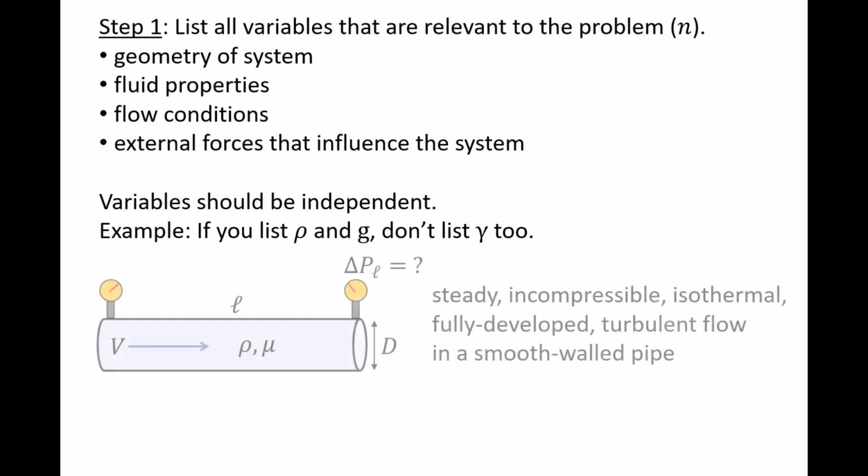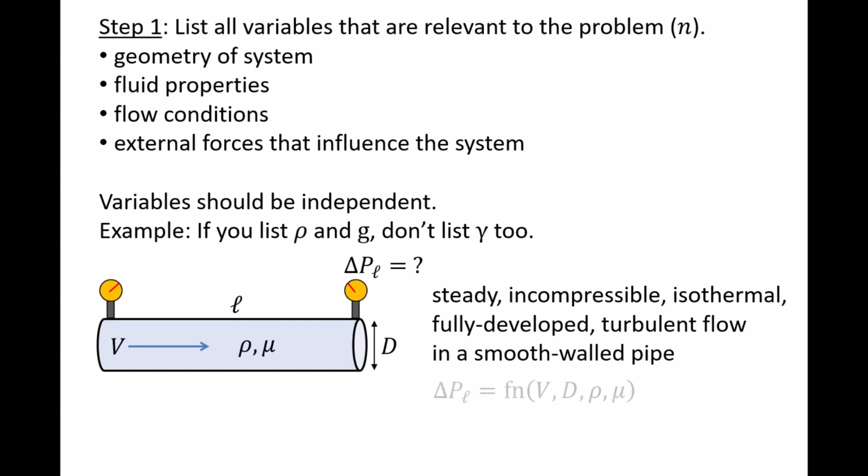In a previous video, we discussed a scenario where we wanted to develop a functional relationship for the pressure drop per length of pipe, delta PL, for a pipe that is horizontal and smooth and experiencing steady, incompressible, isothermal, fully developed turbulent flow. We found that delta PL is some function of the flow speed v, pipe diameter d, fluid density ρ, and the fluid's absolute viscosity μ. We have 5 variables, so n is equal to 5.